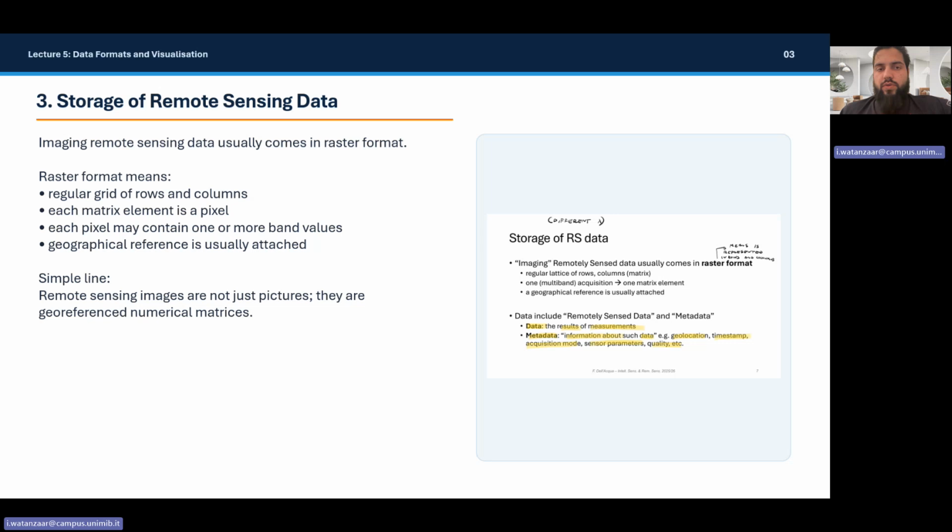This is the storage format of remote sensing data, which is the raster format. It is simple: a grid of rows and columns, where each matrix element is a pixel, and each pixel represents the values of one or more bands. It depends upon how many bands we have collected. And geographical reference is usually attached for understanding where this data has been captured.